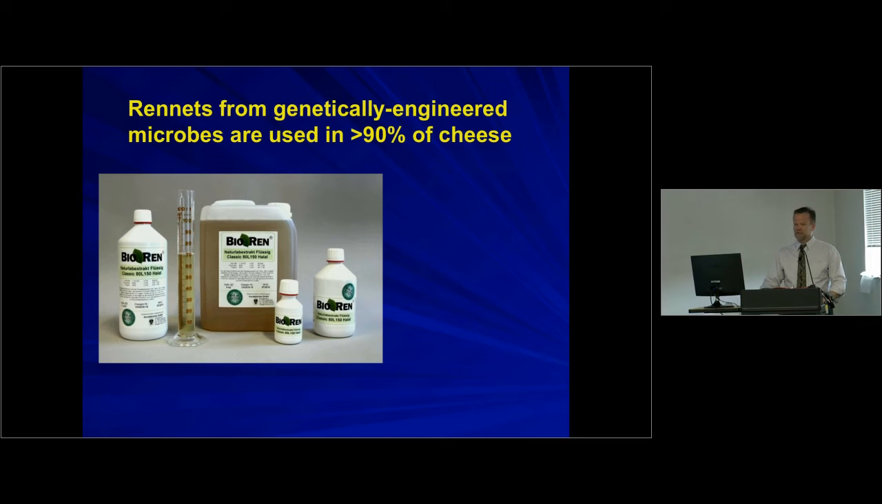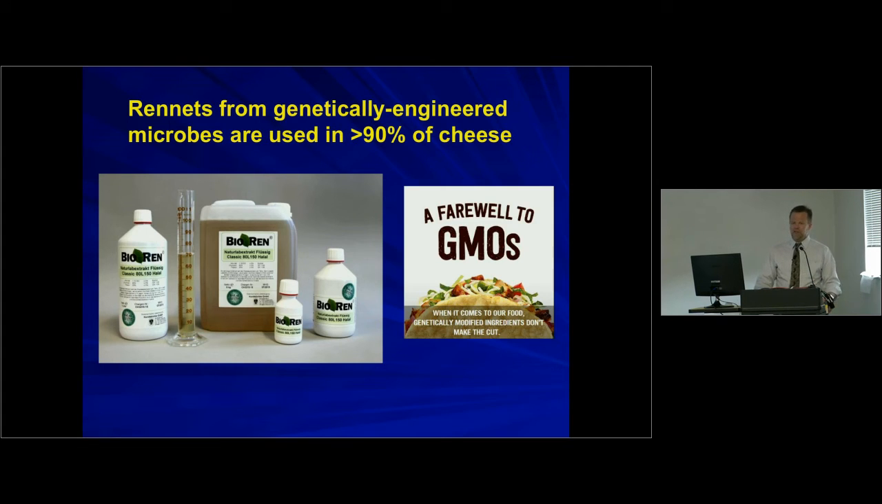What's particularly interesting is if you think about the recent campaigns we've seen around genetic engineering and aversion to genetic engineering, companies like Chipotle will say, we don't use any GMO material in our food. Well, they do use cheese, which uses a genetically engineered microbe as an intermediate.